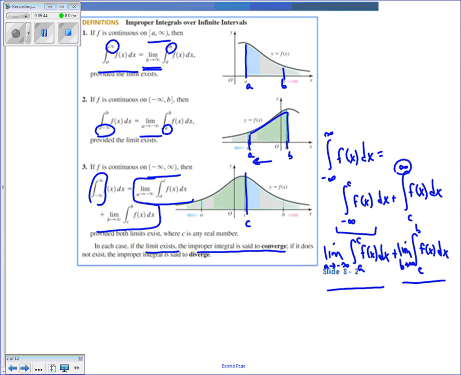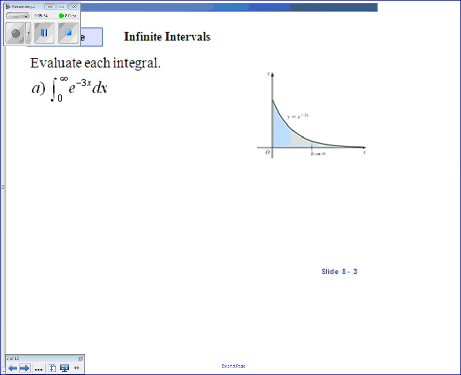If it does not exist, then the improper integral diverges. So we'll see if that limit exists or not to determine if that infinite integral can exist. Okay, so now this infinite interval. This is where we have an interval that is actually infinite.